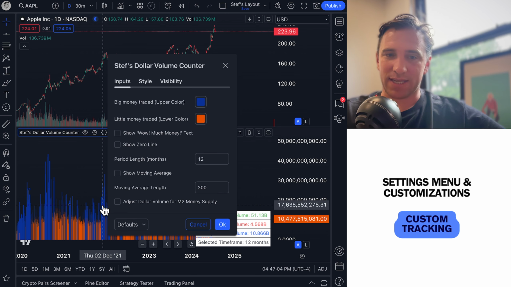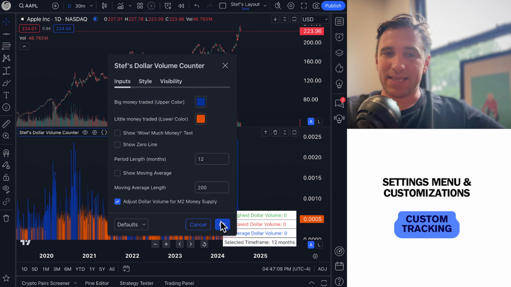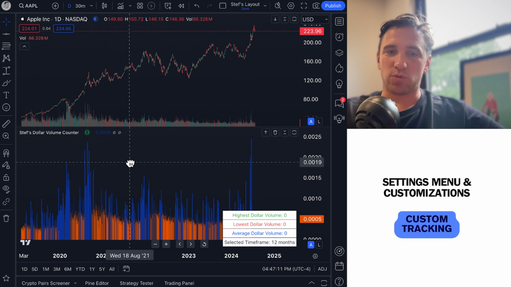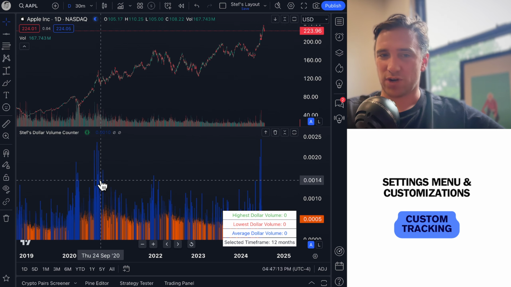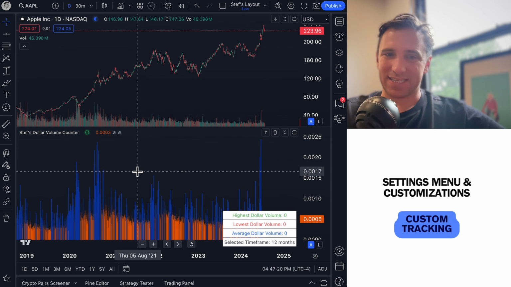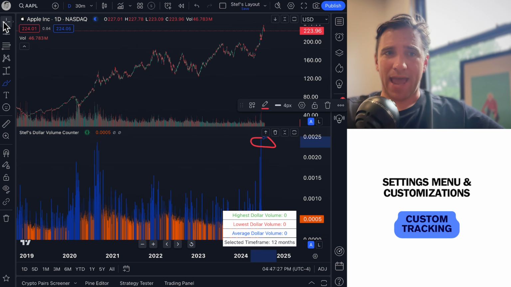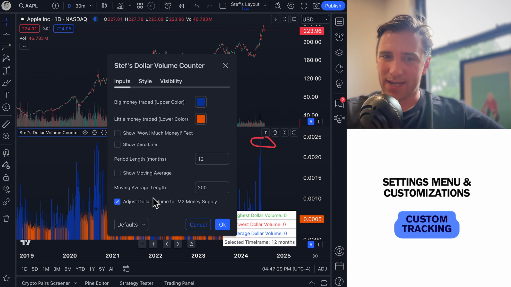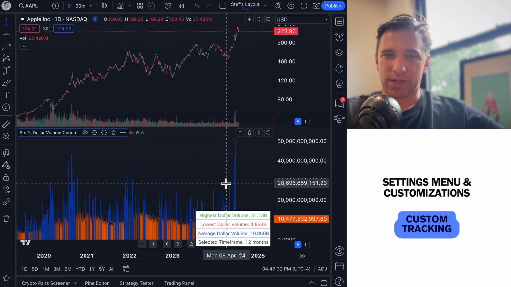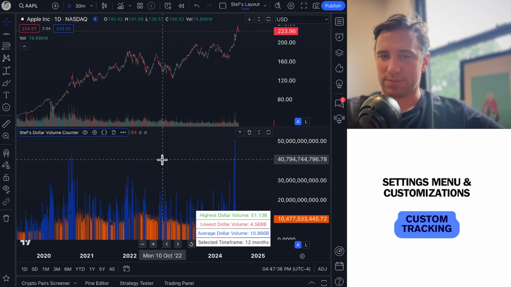So if you double click this and then click adjust dollar volume for M2 money supply, the indicator is essentially going to look at all of the dollar volume that's traded and divide it by the total amount of money in circulation. So you can actually watch the difference in these bars here. Now, as I was demonstrating earlier, I want you to look at this bar right here. Apple just set an all-time high in dollar volume traded. So if we look here, we can see it's 51 billion. We can see it in our table right here.